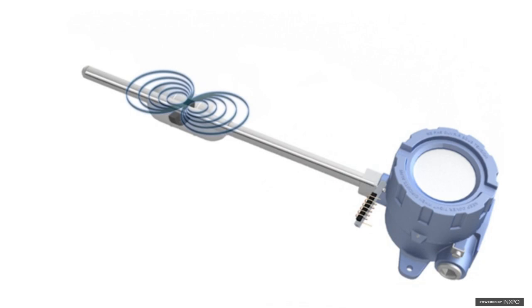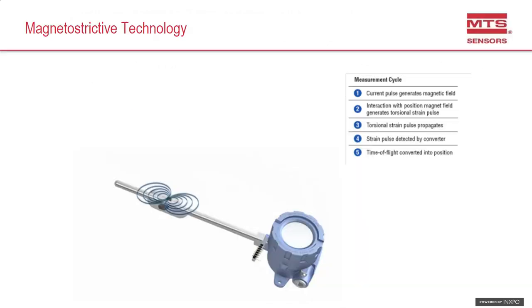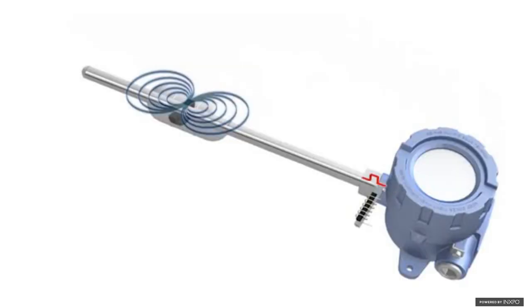That magnetic field interacts with the magnetic field of the permanent magnet, and it generates a twist coming back up that element. So you have the initiation of the electrical pulse, and you have a return twist, and you do a time of flight. It looks like the video stopped, so we'll change slides back.